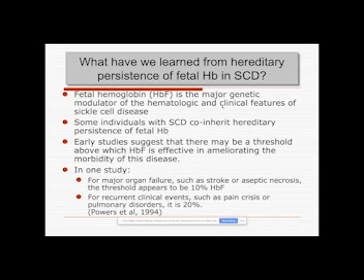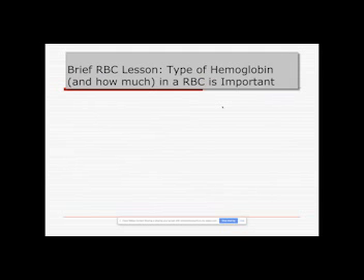One study, when you looked at how much fetal hemoglobin do you need, showed that for major organ failure, you need to have at least 10%. But for recurrent clinical events like pain crises, you have to have at least 20%. And more recent data suggests about 30%. So you need a lot of fetal hemoglobin to prevent some of these problems.